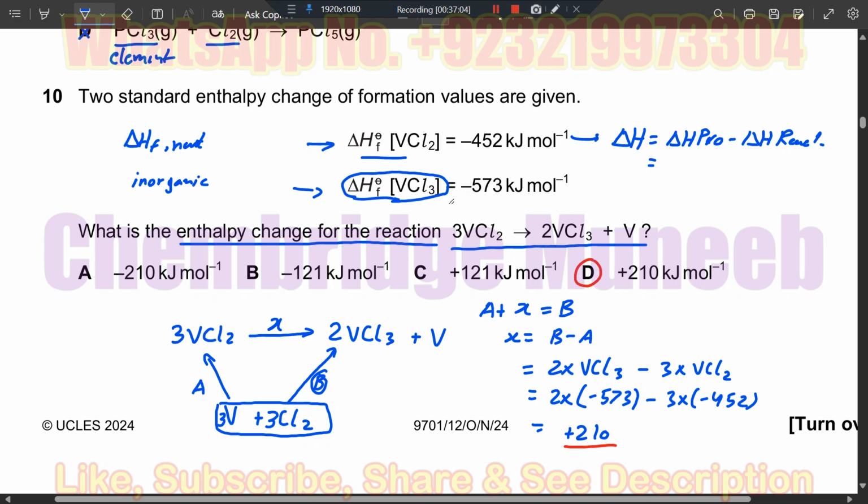So the product in this case is VCl3 and there are 2 moles of VCl3 produced, and the reactant in this case is VCl2, and there are 3 moles of VCl2. If you just put the values accordingly, you will get this equation over here. So you will get the answer directly, and that's the answer.